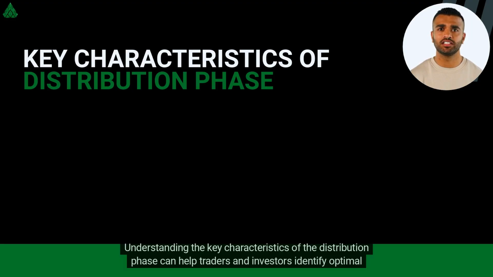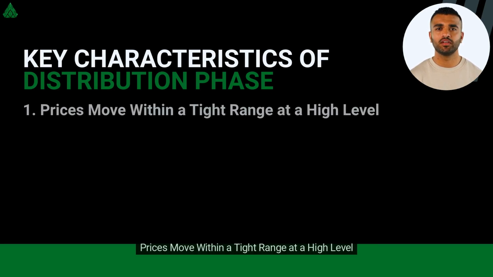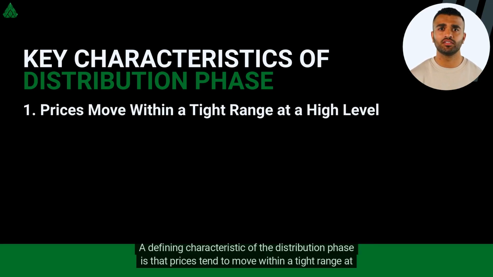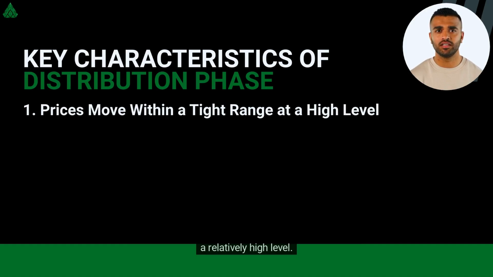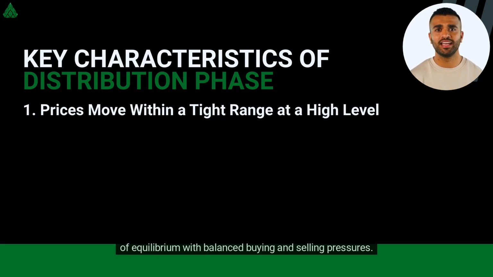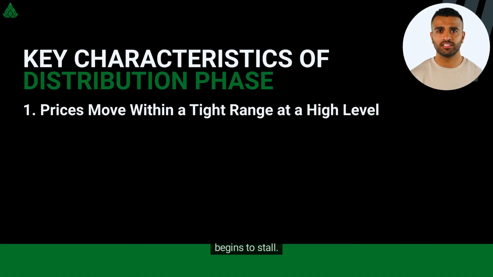Understanding the key characteristics of the distribution phase can help traders and investors identify optimal exit points and manage risks effectively. Prices move within a tight range at a high level. A defining characteristic of the distribution phase is that prices tend to move within a tight range at a relatively high level. This period of price consolidation occurs after a significant uptrend, where the market reaches a state of equilibrium with balanced buying and selling pressures. The narrow price range signifies a lack of strong directional movement as the previous upward momentum begins to stall.